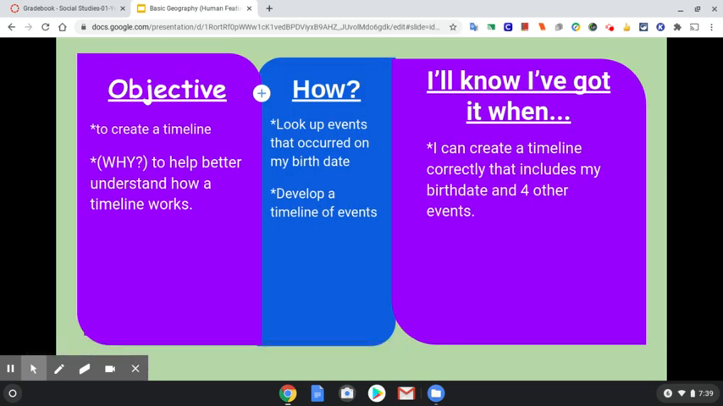For today, your objective is to create a timeline to help you better understand how a timeline works. How you're going to do that is you're going to look up events that occurred on your birth date. They can be after when you were actually born, and they can be before you were actually born. And you're going to develop a timeline of events. You'll know you've got it when you can create a timeline correctly that includes your birthday and 4 other events that happened on that day.